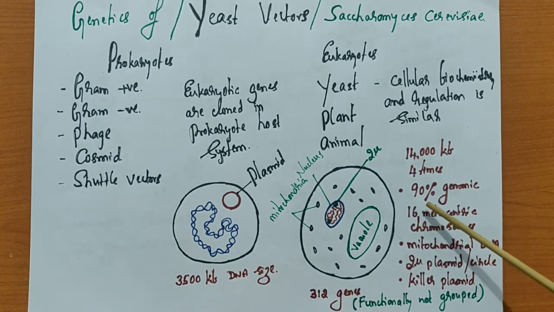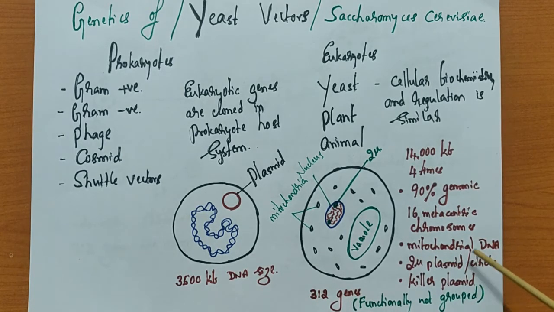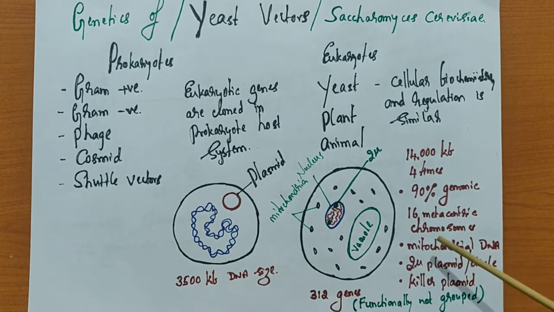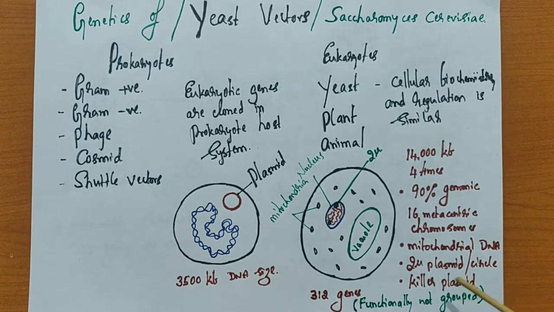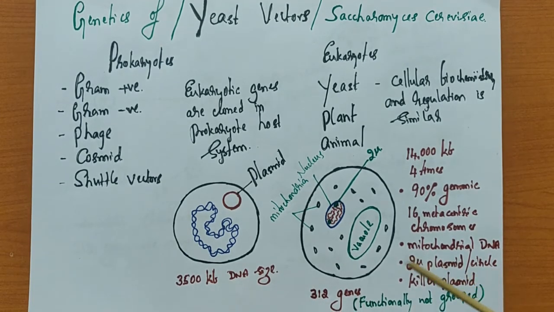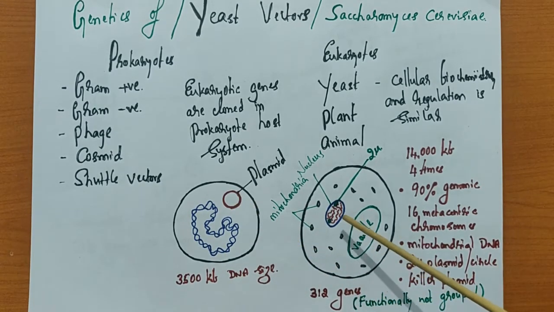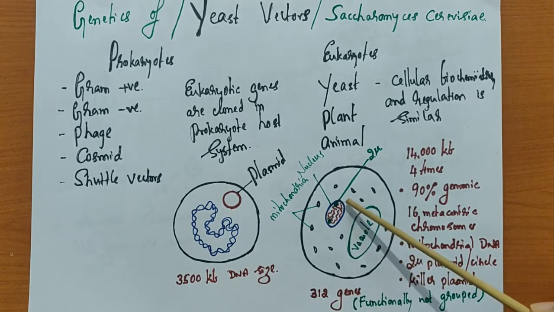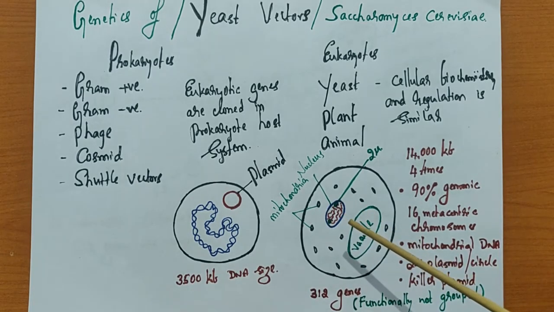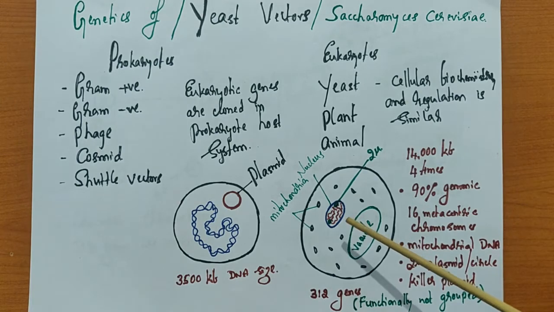Apart from that, other genetic material is present in the mitochondria. We call this mitochondrial DNA. And the most important one within the nucleus is the presence of a 2 micron plasmid, also called a 2 micron circle. It is a circular plasmid like the plasmid we find in E. coli. Such 2 micron plasmids have been identified and characterized in several yeast varieties.